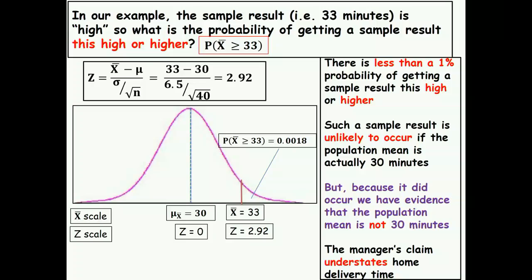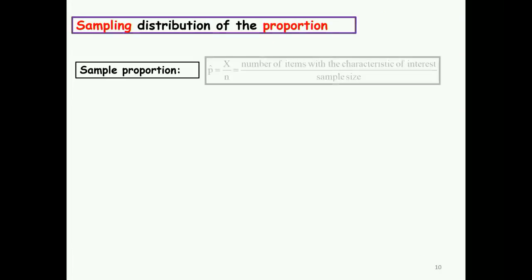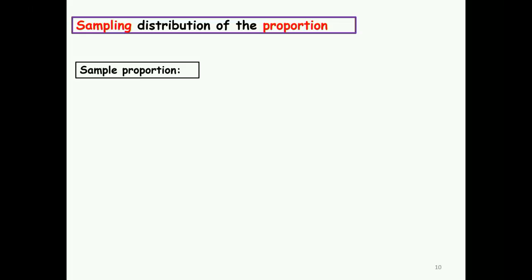But I got the result. What does it tell me? The result tells me not to accept the claim. I am concluding he is understating. He is simply putting 30 so that he would sell more pizzas, but in actual terms, maybe it is 32 minutes or 33 minutes. So let's go to the other sampling distribution, of the proportion, very quickly.